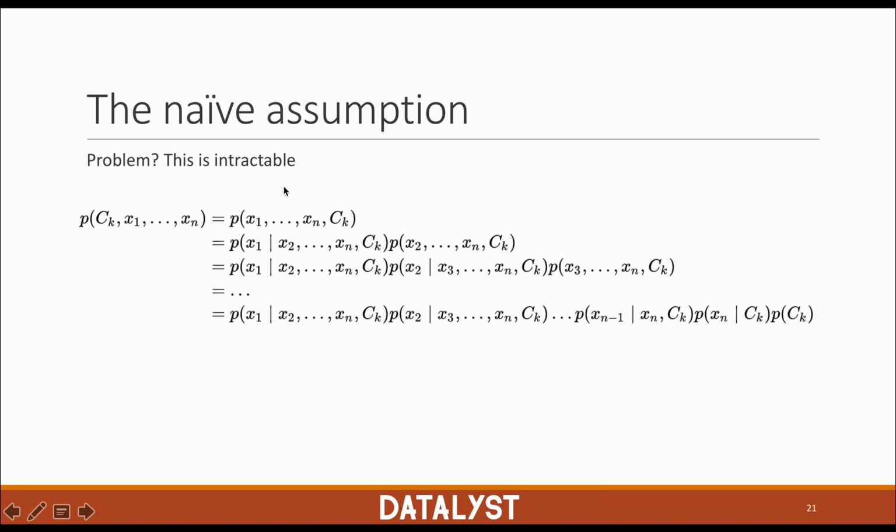Essentially, what this expression tells us is that we need to calculate the interdependencies between all variables: we start with x1 given all other variables, x2 given the other variables, until we end up only with a class. And the problem is that this is what we call intractable. Even for a few variables, let's say 10 variables, we end up with a combination of thousands, and it's very difficult to see how to calculate this.